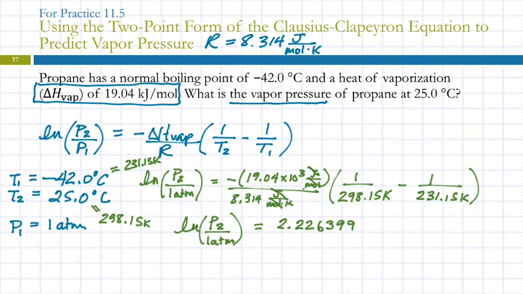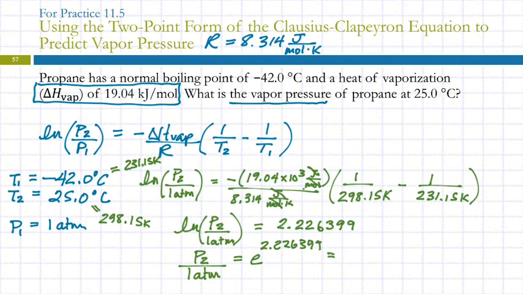Natural log is a function. You're not multiplying by natural log. It's a function like multiplication or the sine of something. And so we have to undo the natural log. The opposite of the log is called the anti-log. So the anti-log for natural log is e to the x. For base 10 logs, it's 10 to the x. This is e to the x. So I take e to the x of both sides. So that gives me P2 over 1 atmosphere is equal to e to the 2.226399.